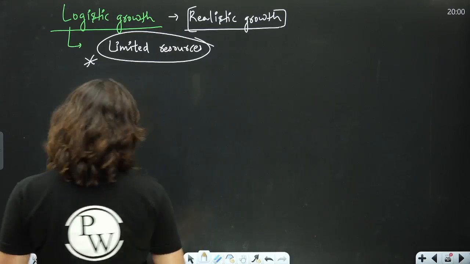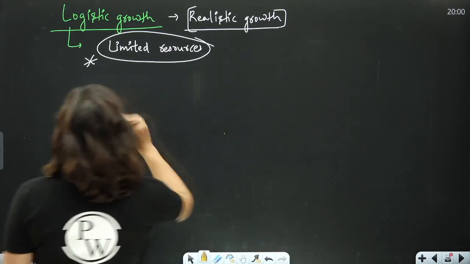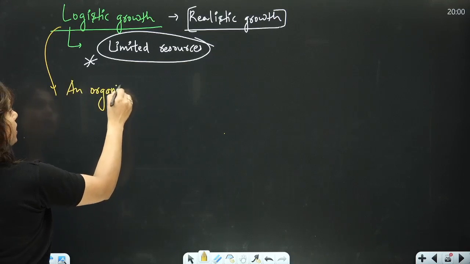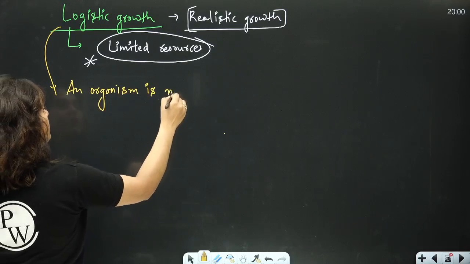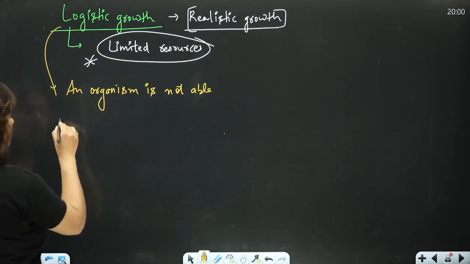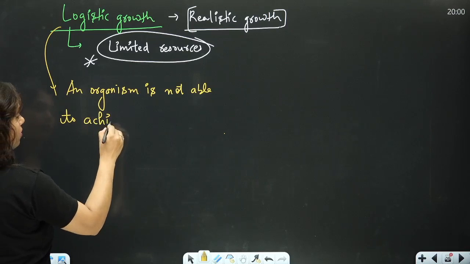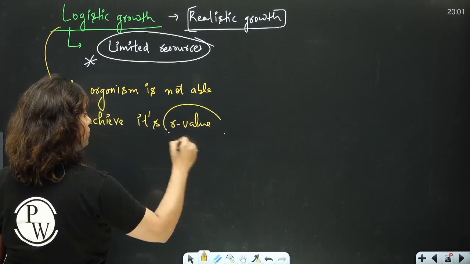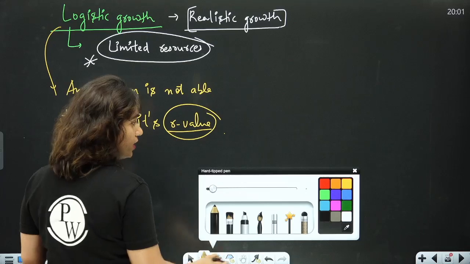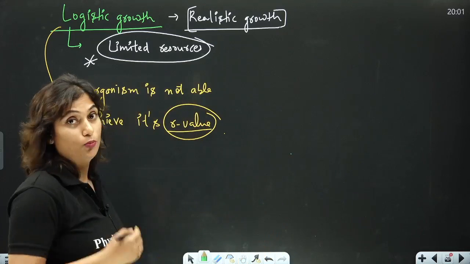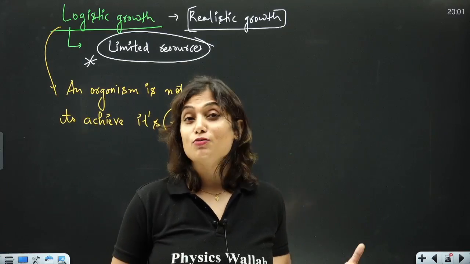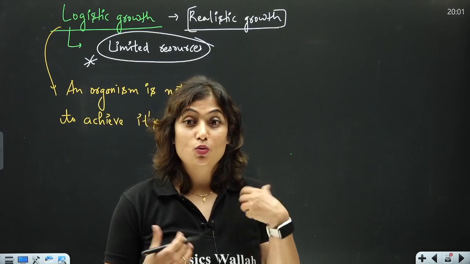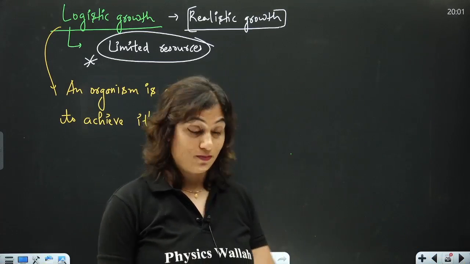Okay. So why is that so? In this growth curve, an organism is not able to achieve its R value. Why? Because of the limited resources. So in the J-shaped curve, the organism was able to achieve the R value because of unlimited resources, but here it is unable to achieve the R value because of the limited resources. So it will not be able to add many individuals to the population, right?